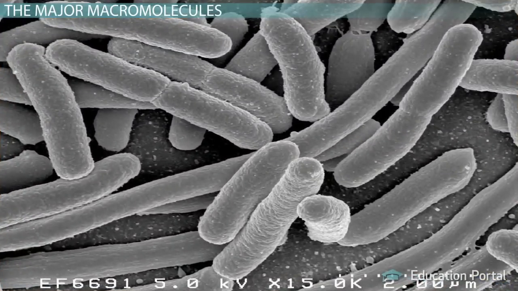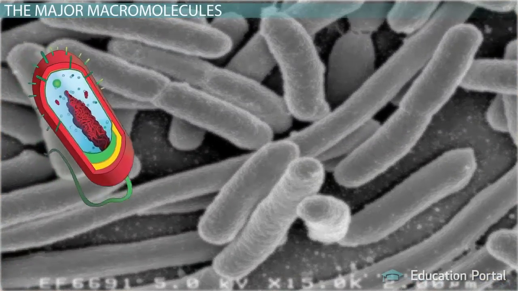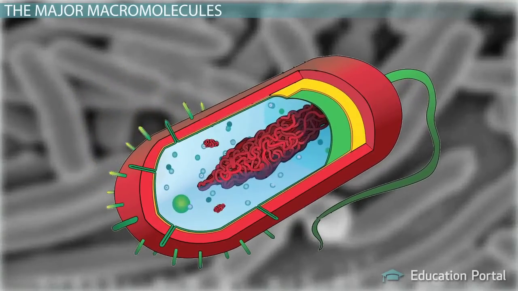Here, you can see a rod-shaped cell. Now imagine that we could pick up this cell and slice it open to see the inside. If you look closely, you will start to make out some major cell structures. Maybe a flagella, a cell wall, a cell membrane, some DNA, and even some ribosomes.